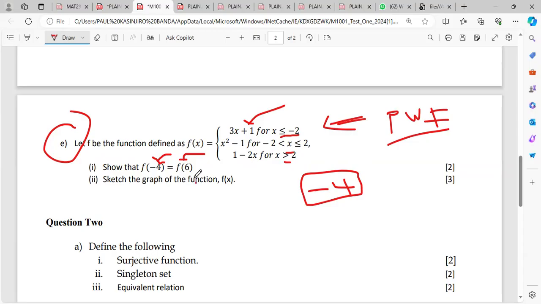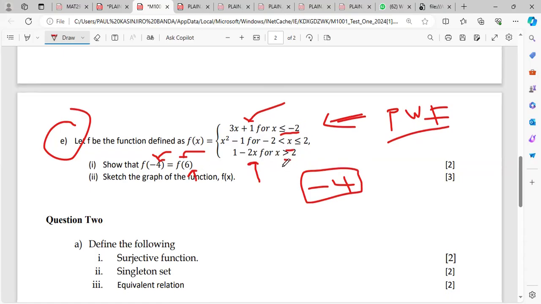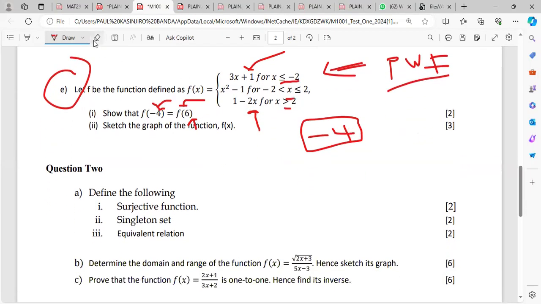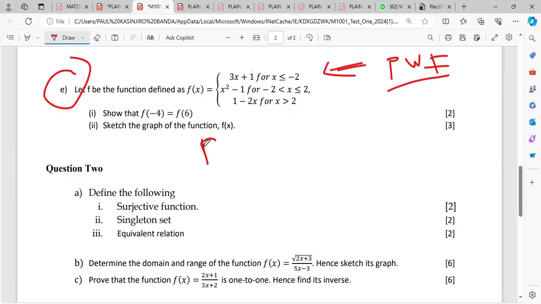And then f of 6 is in which region? You can see it's in the last equation, where x is greater than 2. So we are going to replace 6 in that equation here. Let me do it right here on this page so that you can see the piecewise function and the values we are replacing. So let's find f of -4. f of -4 is equal to, someone has a question?